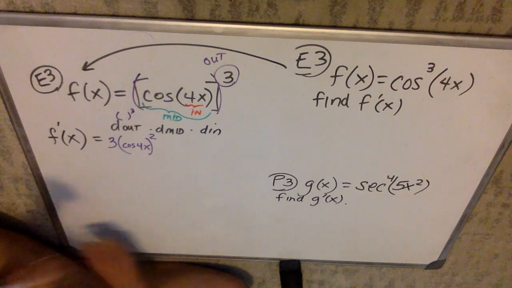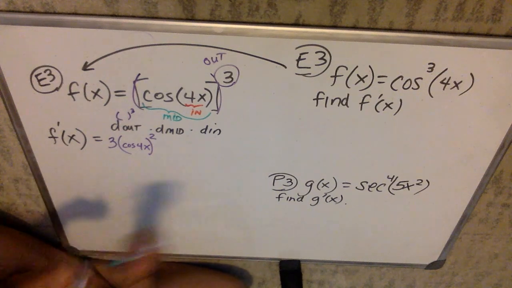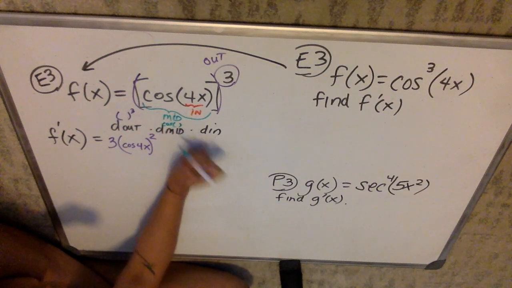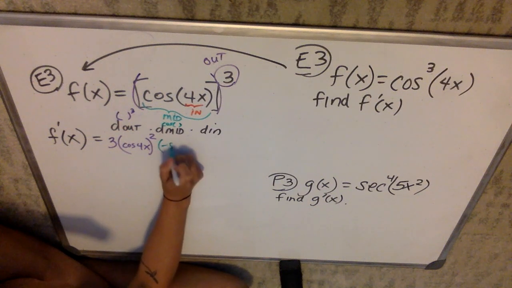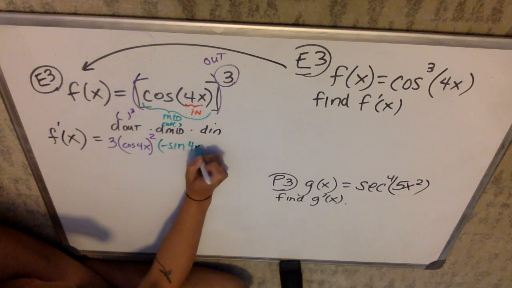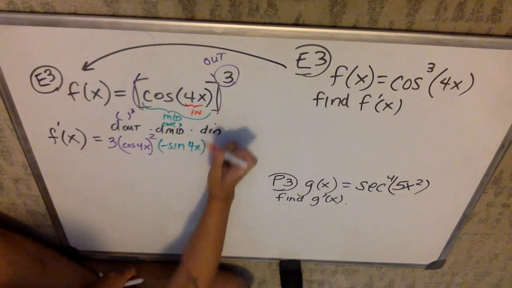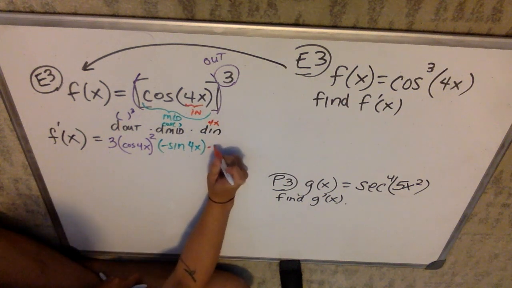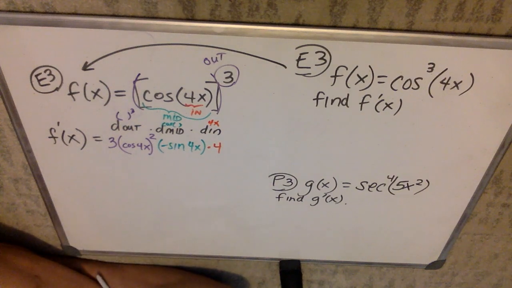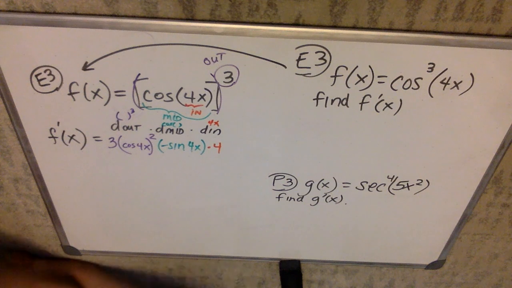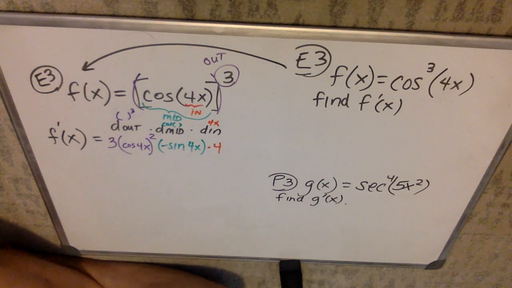The middle function was a cosine of stuff. The derivative of cosine of stuff is negative sine of that same stuff, right? And then the inside function was the 4x. The derivative of 4x is a 4. So I end up with these 3 layers, and then I just clean this up so it doesn't look quite so disgusting, right? So when I clean it up, I'll move all the coefficients to the front.